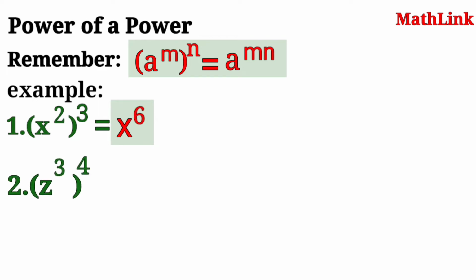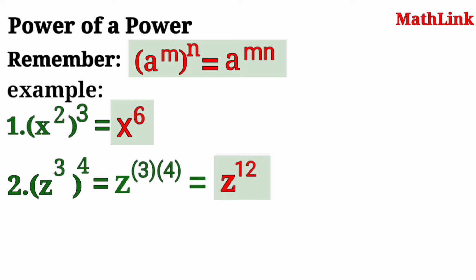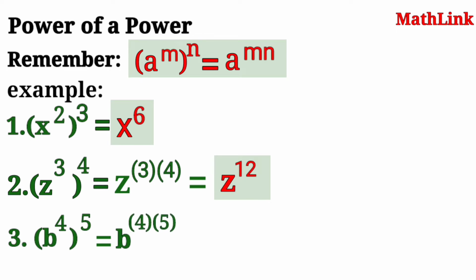Example number 2. z cubed to the fourth power. Copy the base z, and multiply the exponents. 3 times 4 is equal to z to the 12th power. Example number 3. b to the 4th power raised to the 5th power. Copy the base b, and multiply the exponents. 4 times 5 is equal to b raised to the 20th power.